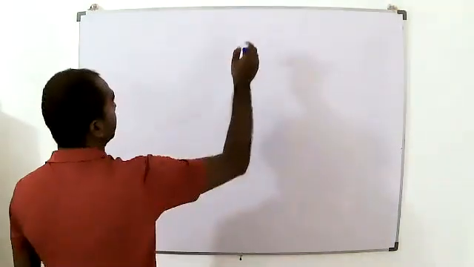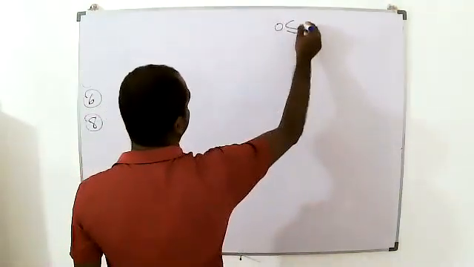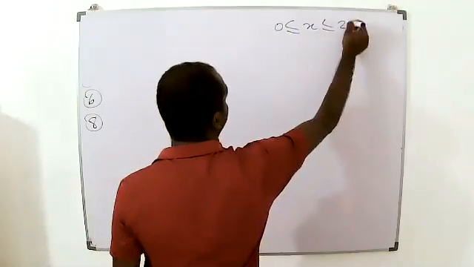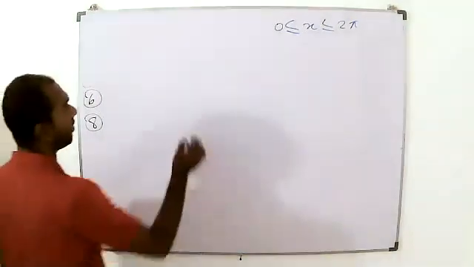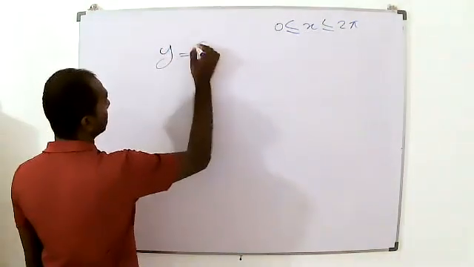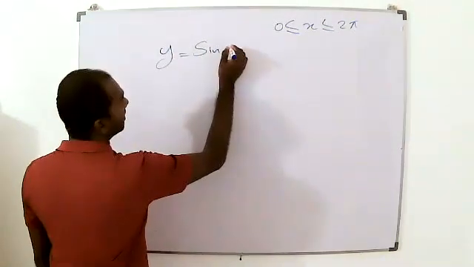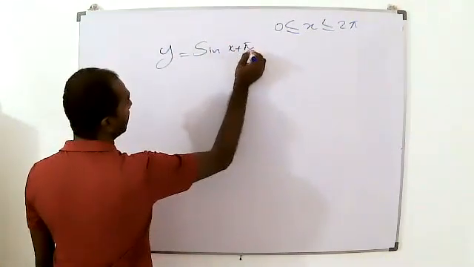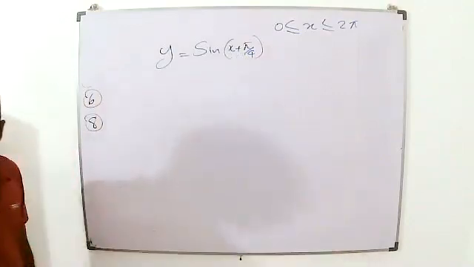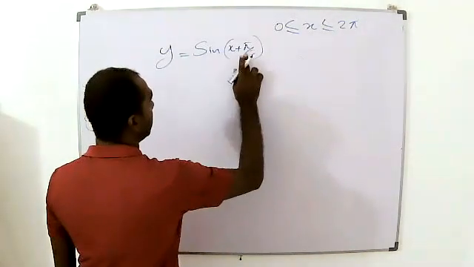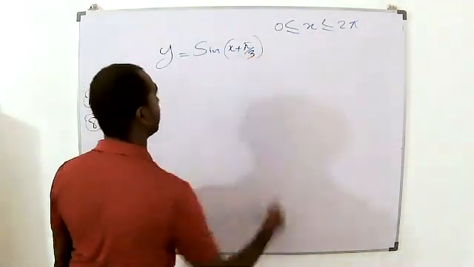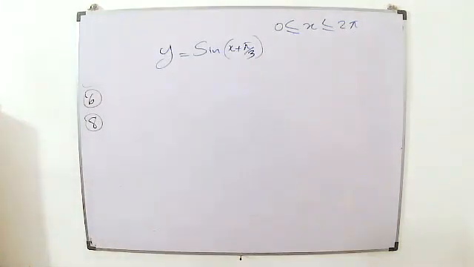Now, what is in question number 6? X is between 0 to 2π, no? X is between 0 to 2π. Within that range, we have to draw the graph of y equals sine of x plus π over 3, is that what we have to draw? Y equals sine x plus π over 3. How can we draw it?